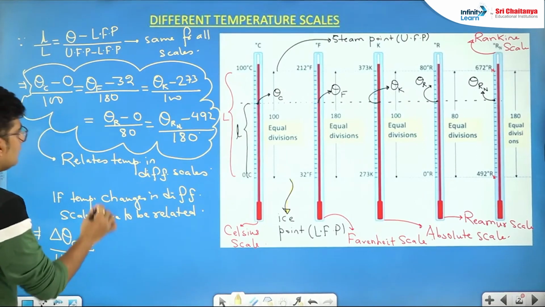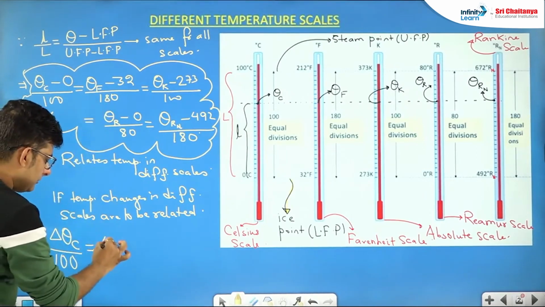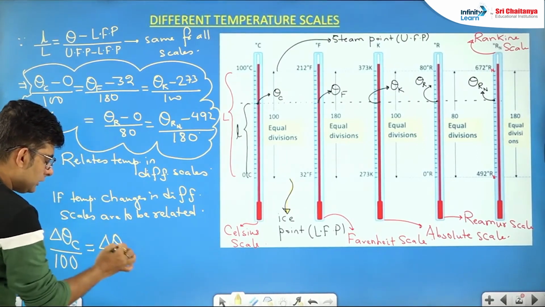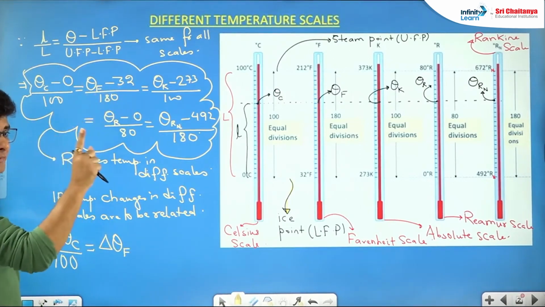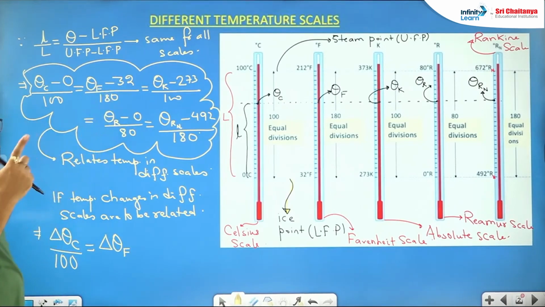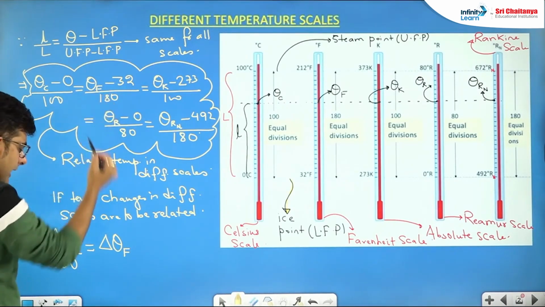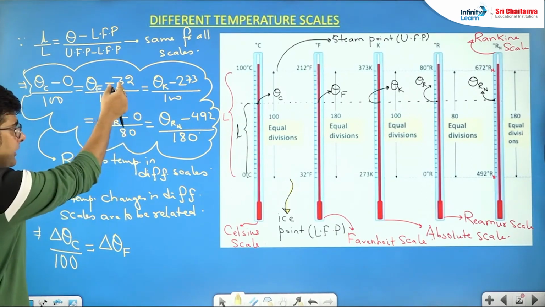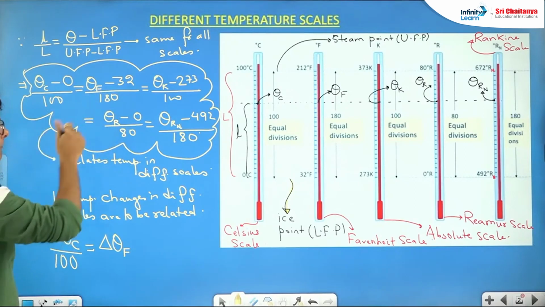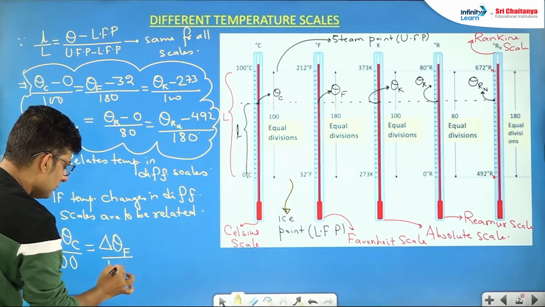Now come here, theta f will become delta theta f. This will denote temperature change in Fahrenheit scale. 32 is a constant. Any constant, what is the change in a constant? It is 0. Listen carefully again. Theta f, the change is delta theta f. 32 is a fixed temperature, constant value. So constant value's change is 0. Divided by 180.